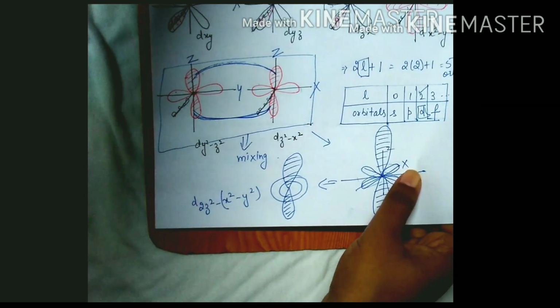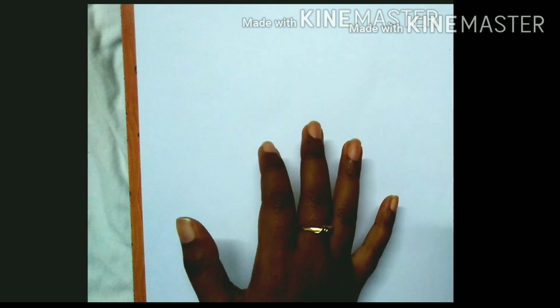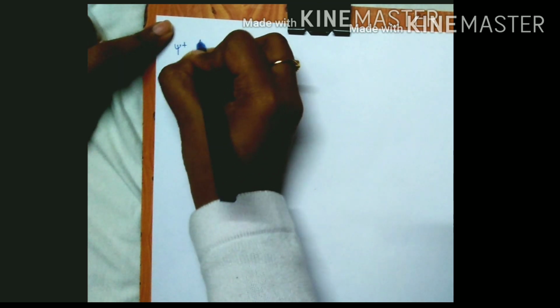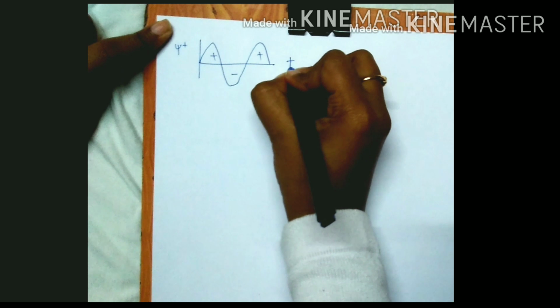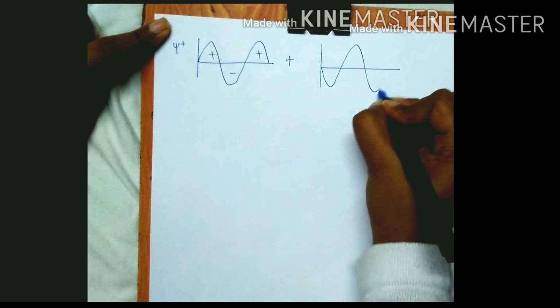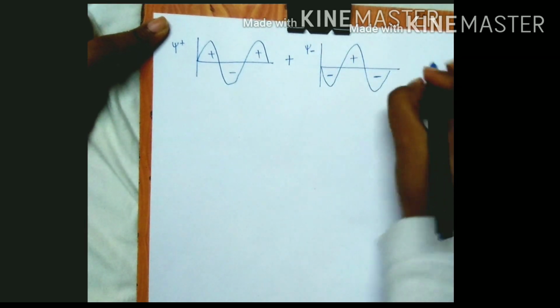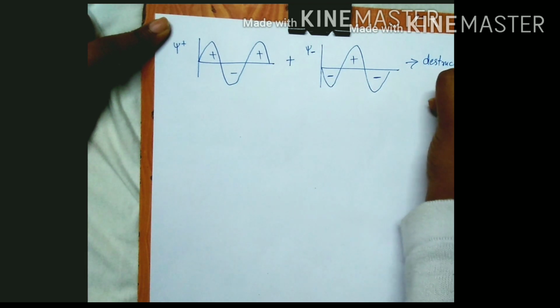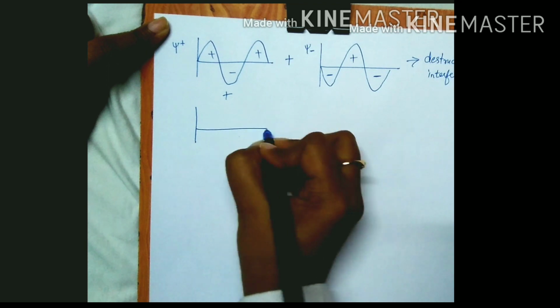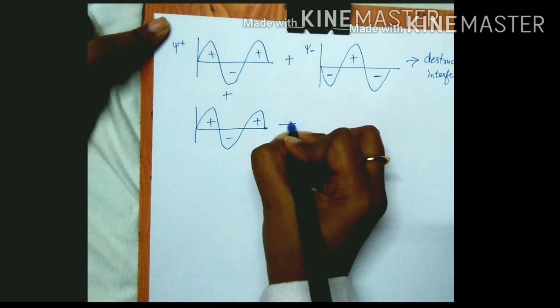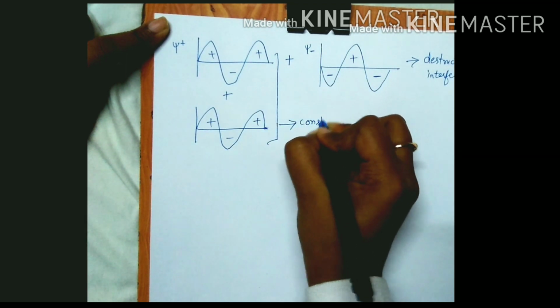Okay, to understand the interferences, I'll give you a small idea about constructive and destructive interferences. We need a very tiny bit of knowledge about this actually. Suppose this is your psi positive, like this. This is your positive phase, negative, this is your positive phase. This psi positive undergoes mixing with your psi negative, negative, positive, negative. It undergoes destructive interference. And if these two mix together, it undergoes constructive interference.